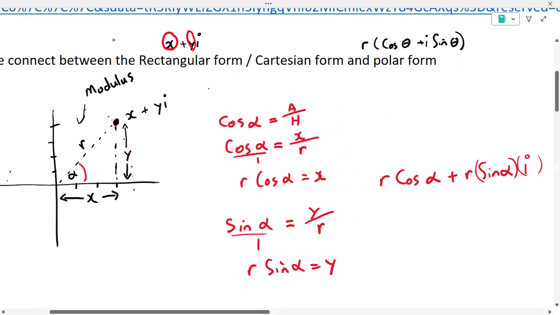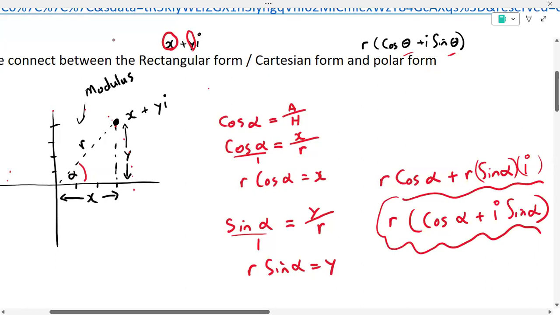Now, because they both have an r, we can factorize out the r, and we're left with cos alpha. Usually we put the i to the front, i sin alpha. Now, I've called it alpha here, but in the formula it's called theta. You can use theta, alpha, it doesn't make any difference. They're just Greek letters. So hopefully that explains to you that it's not like this just came out of nowhere. There is a direct connection between the rectangular form or Cartesian form and polar form. In the next video, I'm going to show you how to go from Cartesian form to polar form.